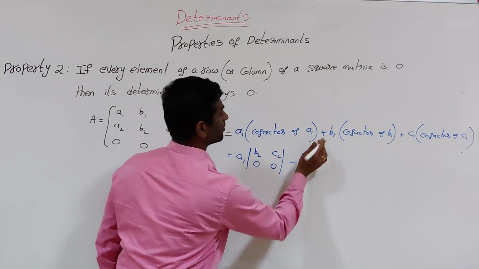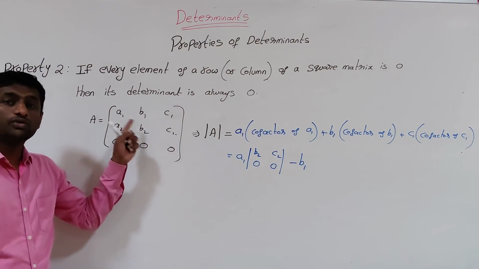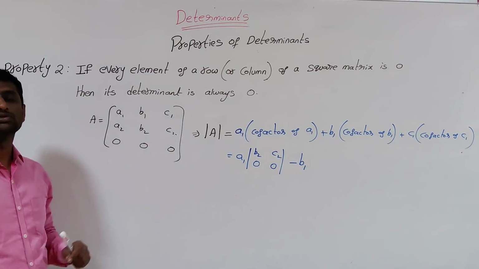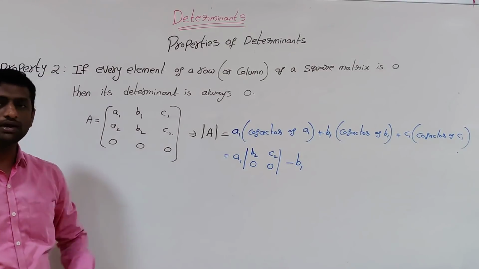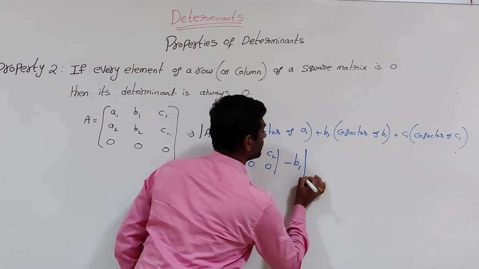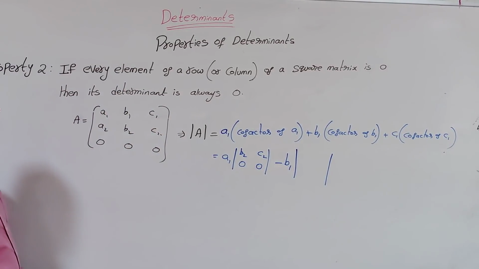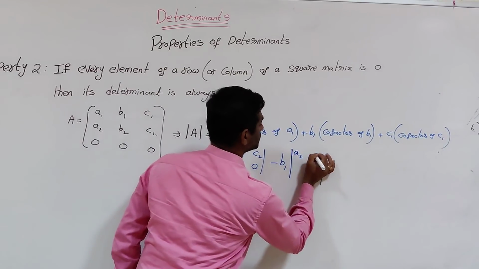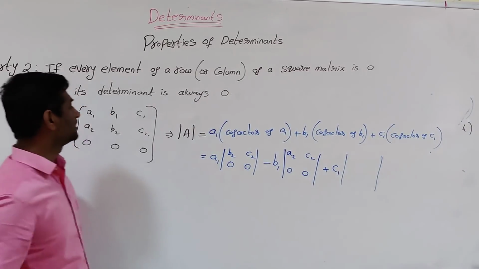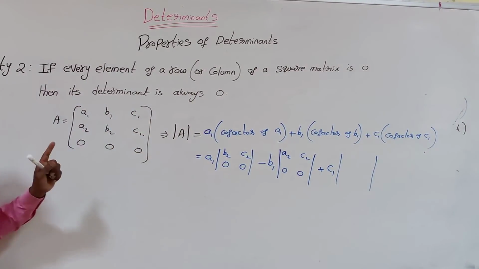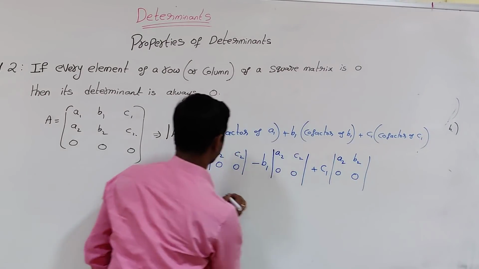Minus B1. Why is it minus? Because B1 is located in the first row and second column, so minus 1 whole to the power of 1 plus 2 gives a negative sign. So I have written a minus sign. B1 into the minor of B1. After hiding the first row and the second column, you will be left with A2, C2, 0, 0, plus C1 into the minor of C1. After hiding the first row and third column, it will be left with A2, B2, 0, 0.